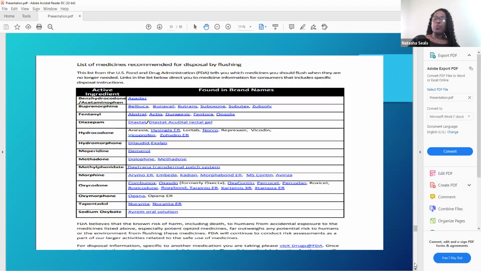Here we have a list of approved medications for flushing. And as you can see, it's quite a bit of them. We have things like fentanyl, diazepam, pyridine, methadone, there's quite a few of them.